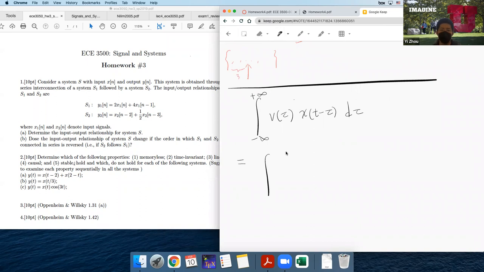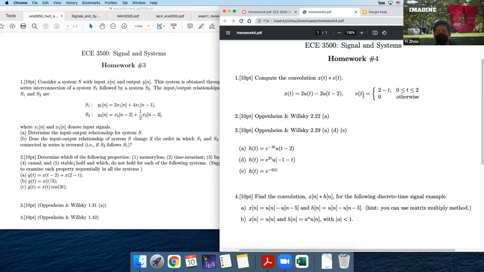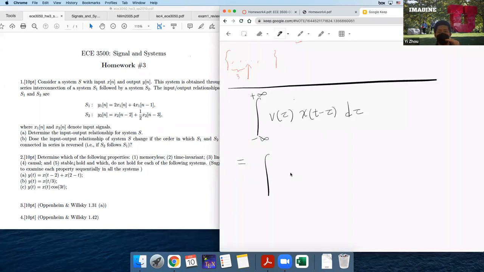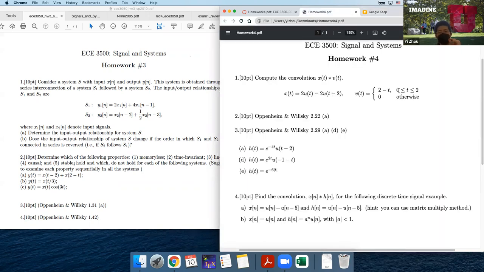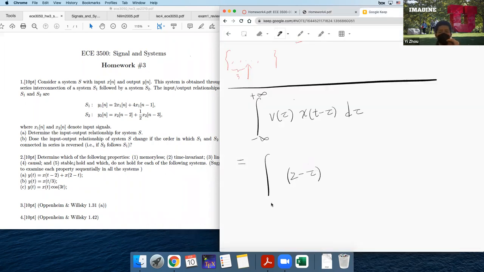Right, this is the basic definition of convolution. And then we can start to plug in the v tau. v tau is 2 minus tau when tau is restricted between 0 and 2. So I'm going to replace this by 2 minus tau. But remember, v tau is restricted between 0 and 2, so at the same time, we can restrict this integration between 0 and 2. I'm just plugging v tau into this convolution formula. When tau is between 0 and 2, v tau takes this form. Otherwise, v tau is 0, so that contributes nothing to the convolution.